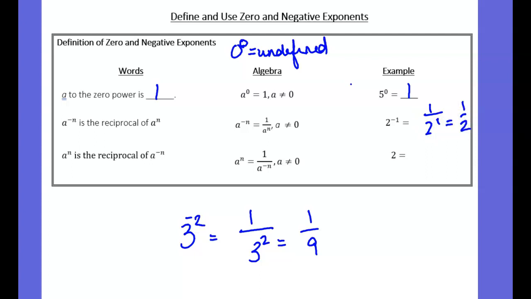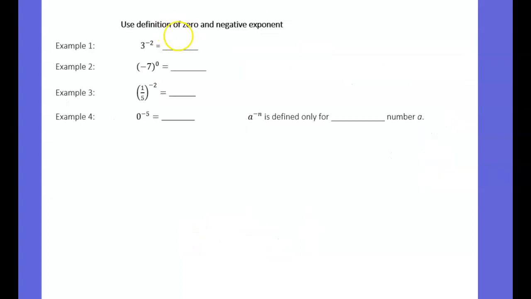And it works the other way too. If we had a whole number 2 and we wanted to take the reciprocal of it, all we're going to do here is this would be 1 over 2 to the negative 1. Those are equivalent. Let's look at some examples of that. 3 to the negative 2 would be 1 over 3 squared, which is 1/9. 7 to the 0, well, anything to the 0 power is equal to 1. 1/5 to the negative 2 means we can take the reciprocal, which is 5 over 1, and we can square it, and that would actually just be 5 squared, which is 25.